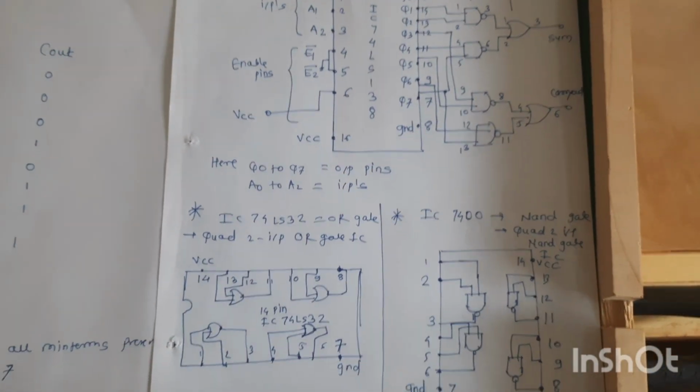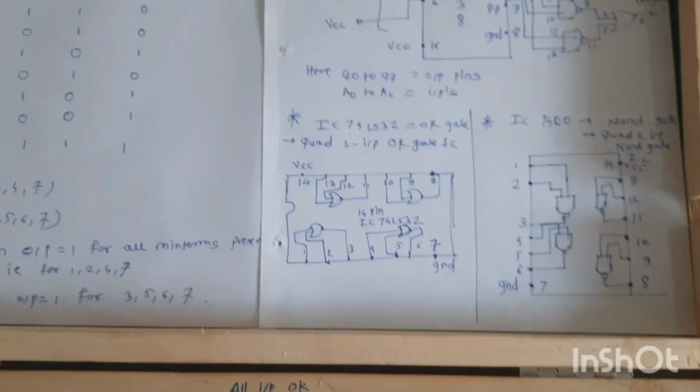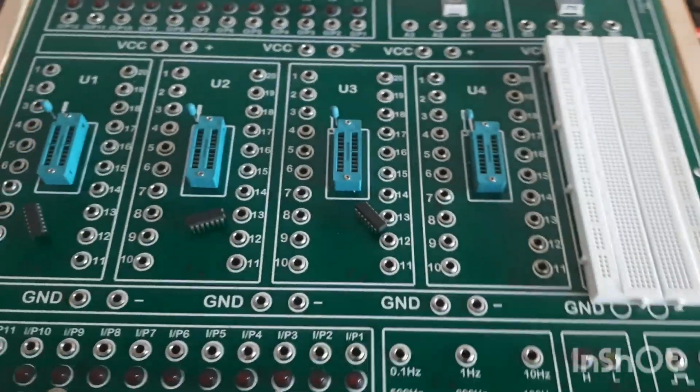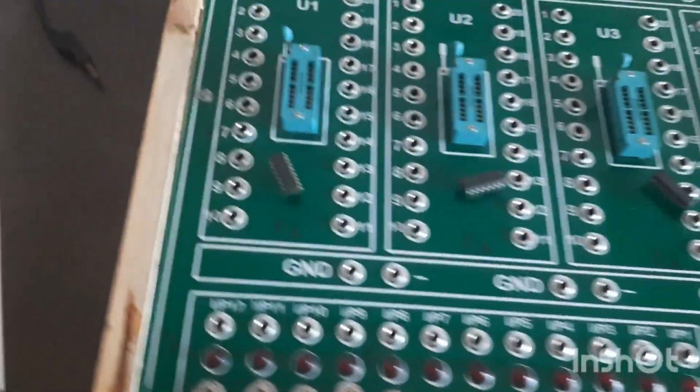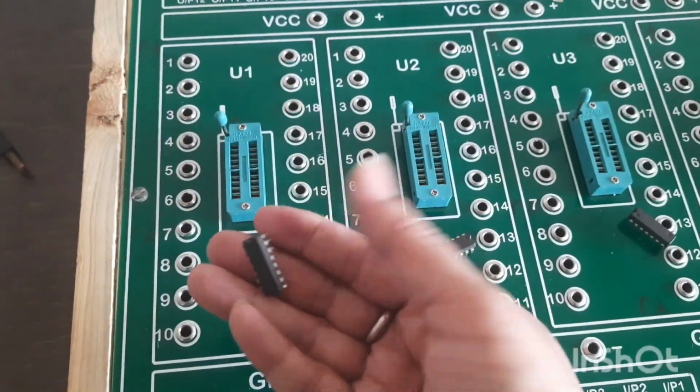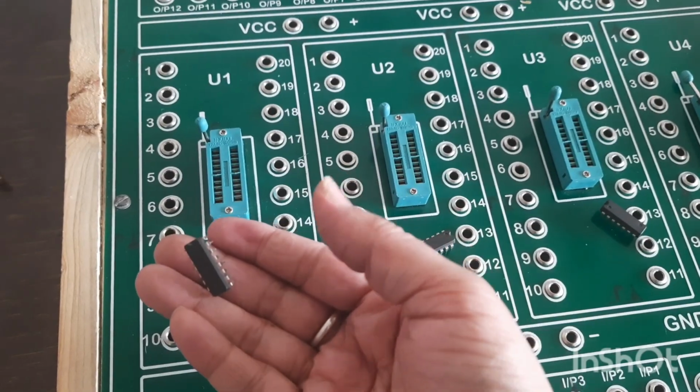Now we are going to see how to implement this using the digital IC trainer kit. So this is the digital IC trainer kit. In that I have taken this first IC, which is IC74LS138.